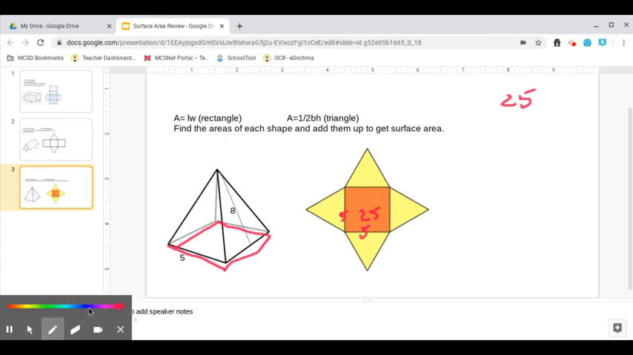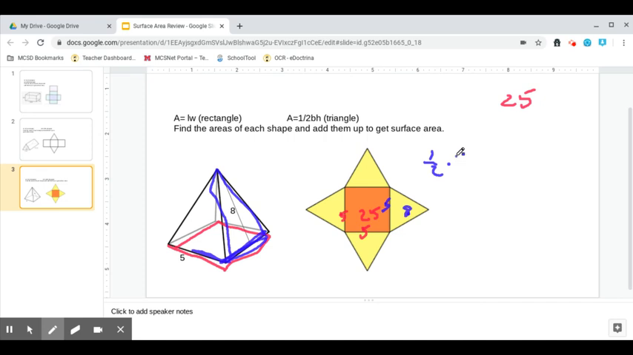Now I have to find my triangle. There's a triangle right there, which would be this triangle right there. The base, as we all know, is 5. And it says the height is 8. So I know the height going up is 8. So I have 1/2 the base of 5 times the height of 8. Half times 5 times 8. 5 times 8 is 40. Half of that is 20. Since it has a square bottom, I know all my triangles are going to be the same.